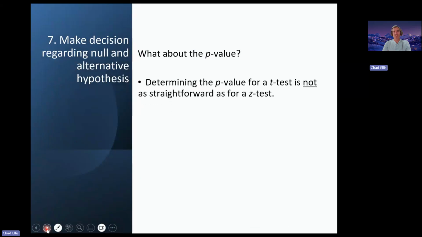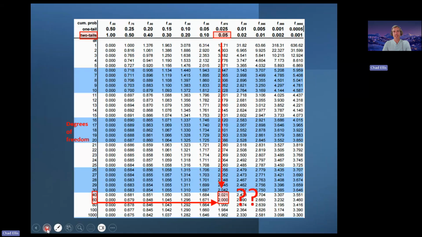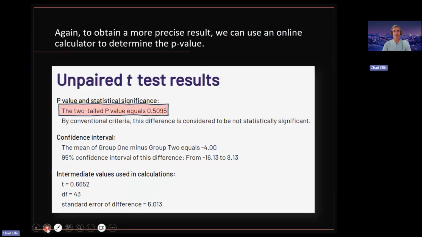Again, the p-value for a t-test is not as straightforward as for a z-test, because we have to go back and interpolate in this table. So if we wanted to do it, remember our t-value is 0.67. All the values are positive in the t-table. So it's somewhere within this purple box here, which if we go up to the probabilities, corresponds to a probability of around 0.5. But again, pretty vague in terms of what the exact p-value is.